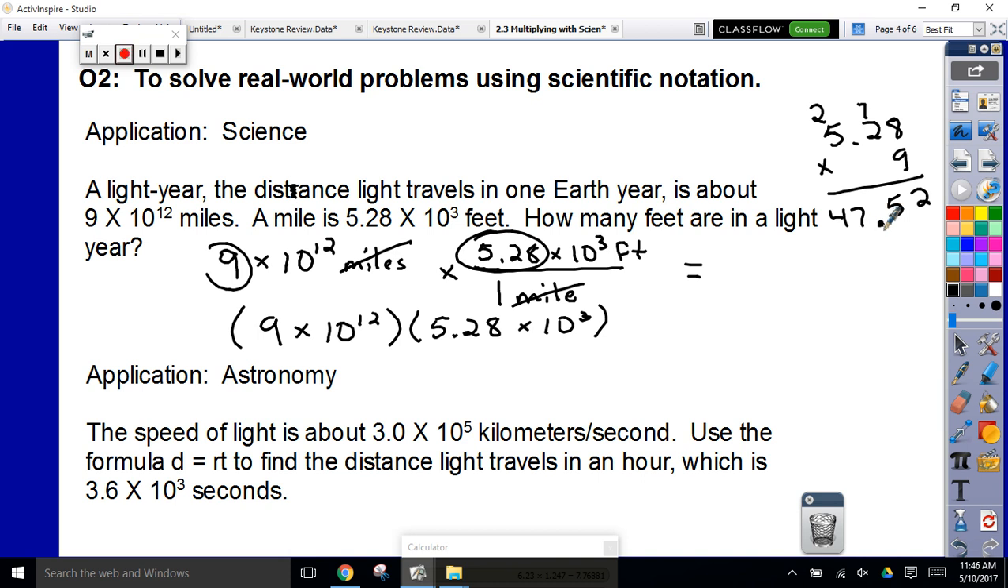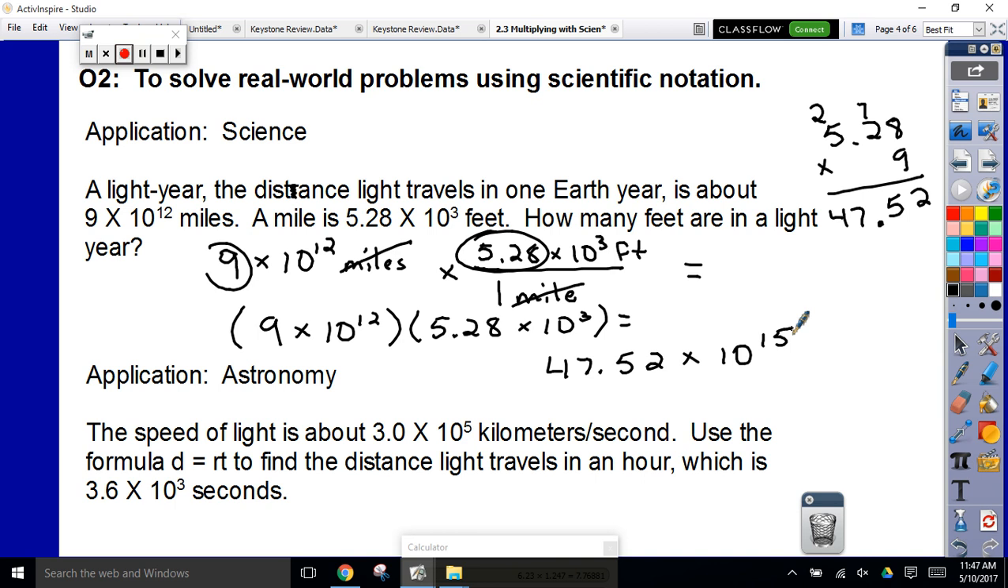So I get 47.52. How do I know what exponent? Nathan, I'm going to go back to you. How do I know what exponent to put on the 10? Add the 12 and the 3. Okay, and what do I get? 15.